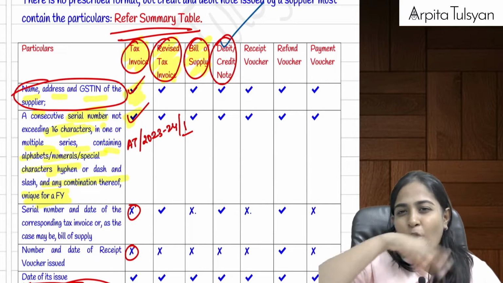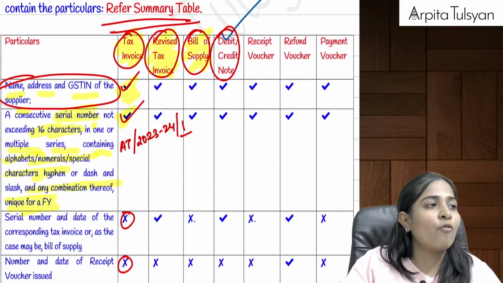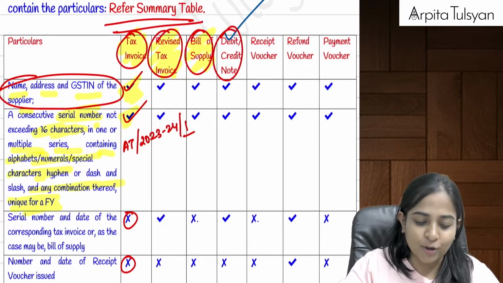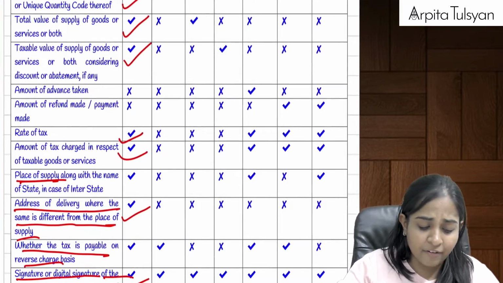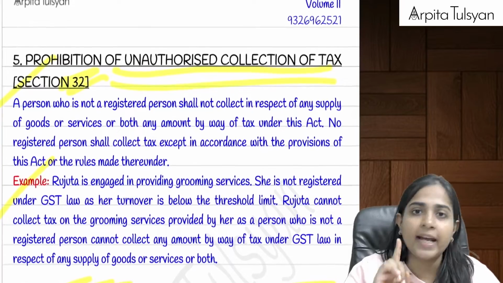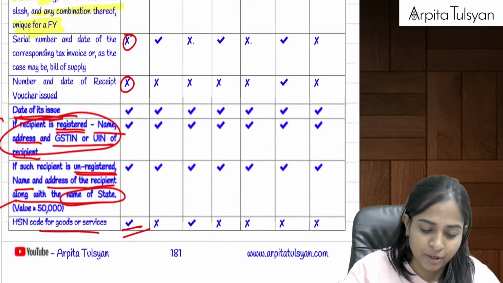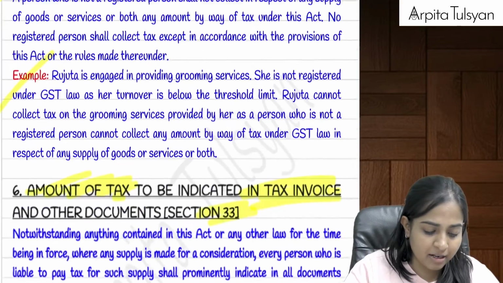Right now, this is the summary table. I have taken all the pointers from each of the answers, which talk about contents. What all things should be there in the tax invoice, what all things should be there in the revised tax invoice, and all those things. One time read, not relevant from exam point of view. But the contents of delivery challan you have to remember, which I have not included in this particular table. Contents of delivery challan should be remembered compulsorily.